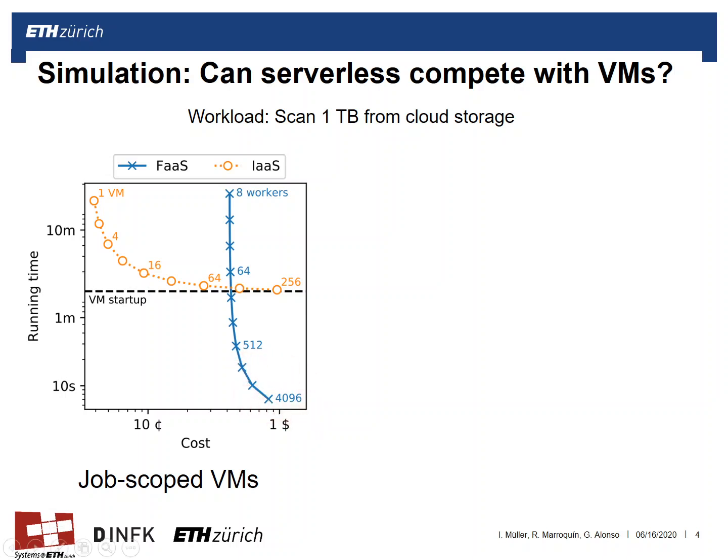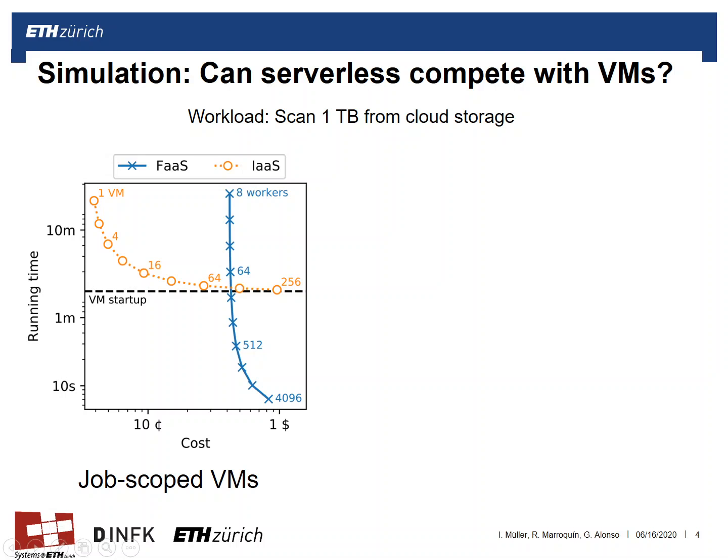What this tells us is that we should use serverless functions only if we're interested in this low latency, in that interactive range. Otherwise, we could use virtual machines and get the same job done at a much lower price. If we're targeting interactive queries, we could also spin up virtual machines and keep them running in order to eliminate the startup overhead.